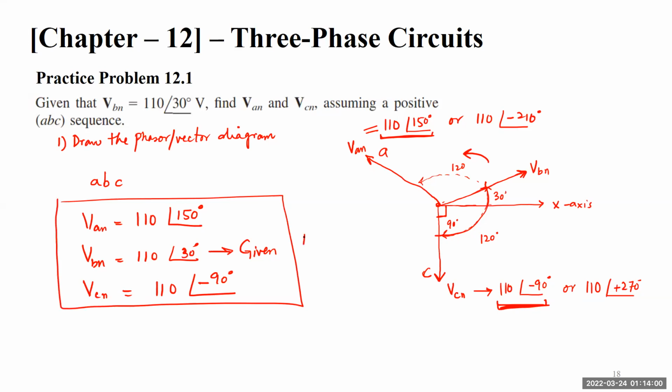So this is how we find out the values of AN and CN using the information about a single phasor and the phase sequence given to us. So here I conclude this lecture for today, and see you next time with some more interesting examples for a three-phase circuit.